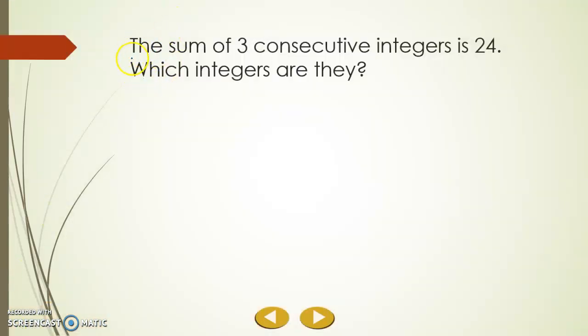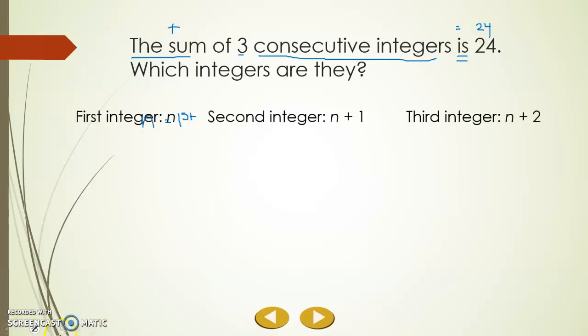So we need to find the sum of 3 consecutive integers, which is 24. A sum I know means I'm going to have to add. Consecutive integers, that's what we just talked about, is an equal sign, 24. Which integers are they? So I'm going to take my first integer and represent that as n. That's my first one. What would my second integer be? N plus 1. And my third integer would be represented with n plus 2. Now I know that when I sum all of these, I'm going to get 24.